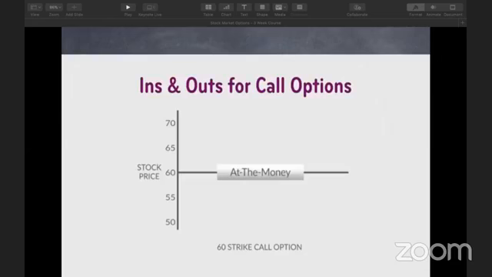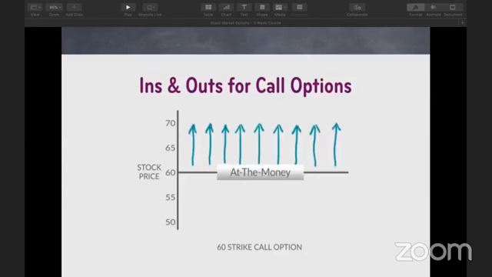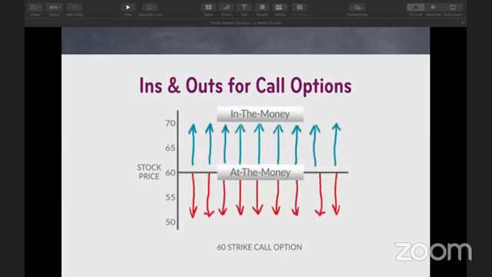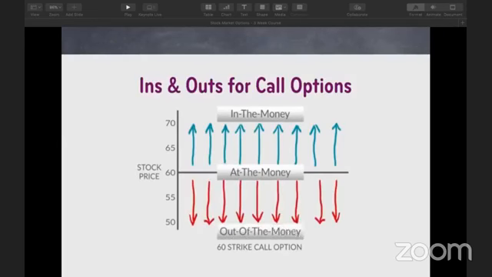It's fairly intuitive. As the stock price starts going up, guess what happens to the 60 strike call? It becomes in the money. And if the stock starts going down, guess what happens to the call? It becomes out of the money.